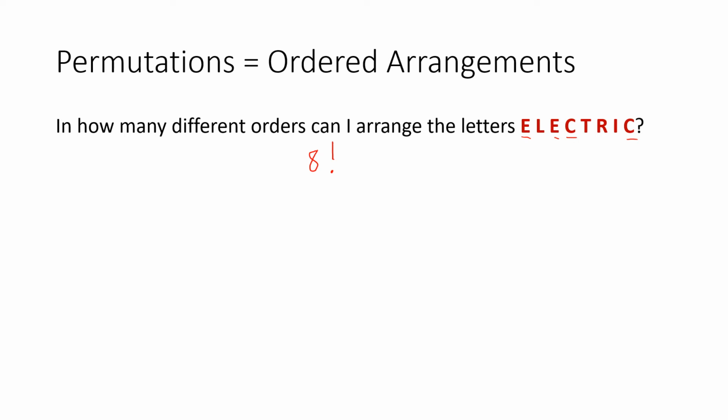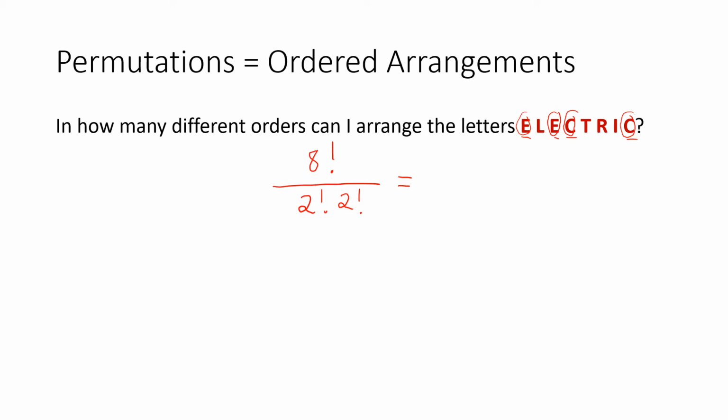But keep in mind that it doesn't matter which E I put first and which one I put second, or which C I put first or which C I put second. Those are going to look identical. So if I'm trying to think about the number of distinguishable ordered arrangements I can make, I'm going to need to divide this by the number of ways that I could order the E's times the number of ways I could order the C's.